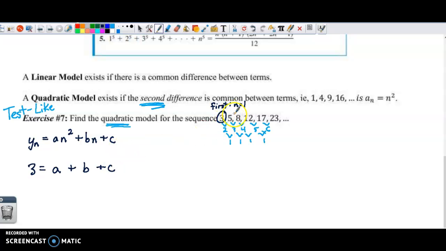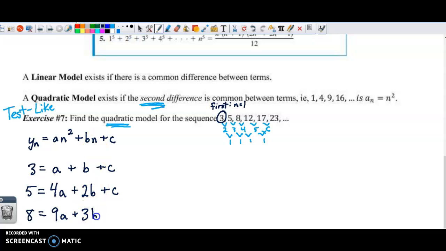And then go to the second term, which is n equals 5. Sorry, the y value is 5, but n is 2. So 2 squared is 4a. N is 2, so 2b plus c. And then the third term is 8. But again, n is 3 for the third term, so 3 squared is 9.